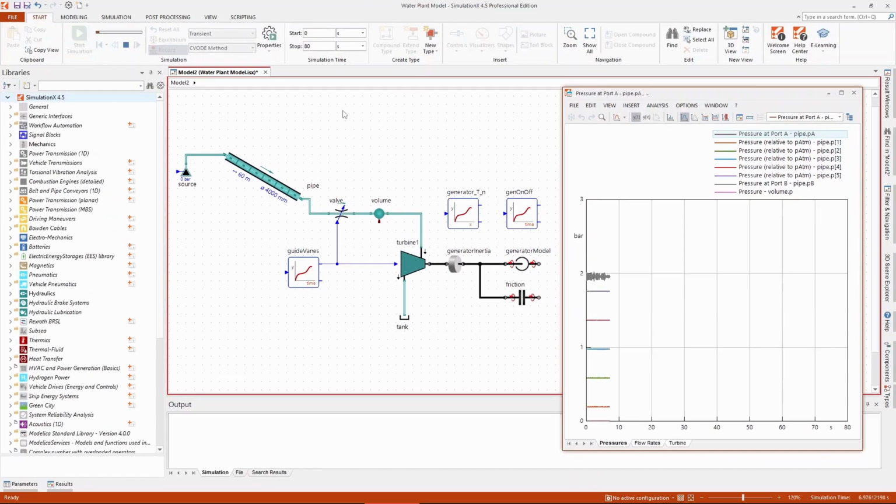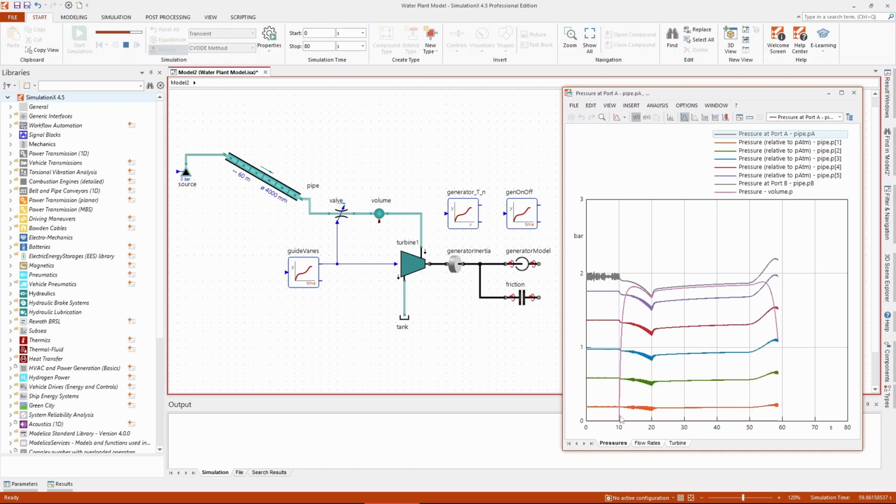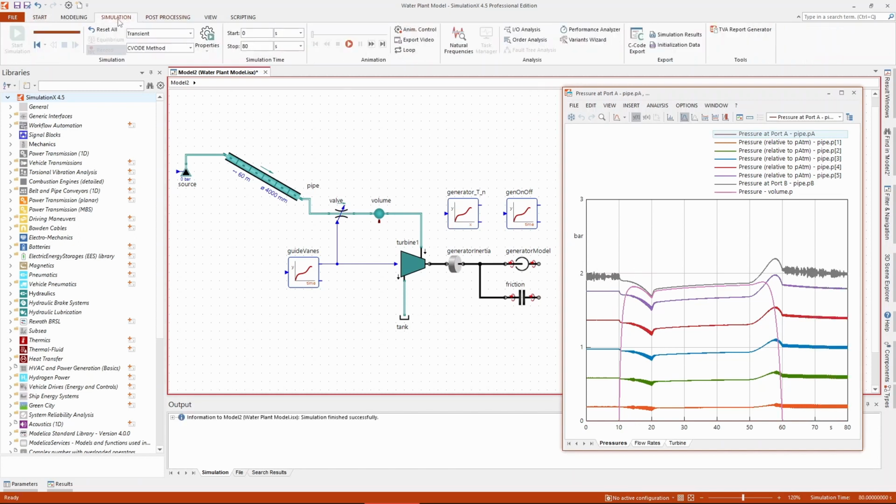The simulation shows some of the relevant system dynamics. Initially the valve is closed and the water in the pipe is at rest. The water pressure in the pipe is distributed between atmospheric pressure, or 0 bar relative pressure, and about 2 bar relative pressure, corresponding to the elevation change of 20 meters.